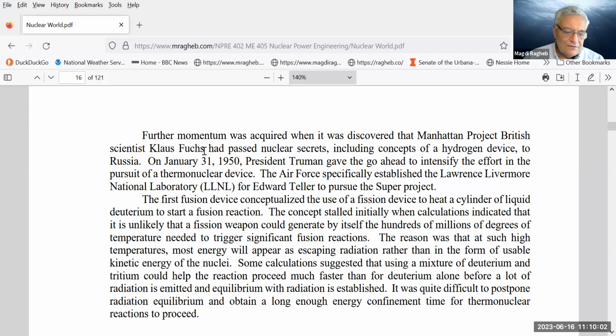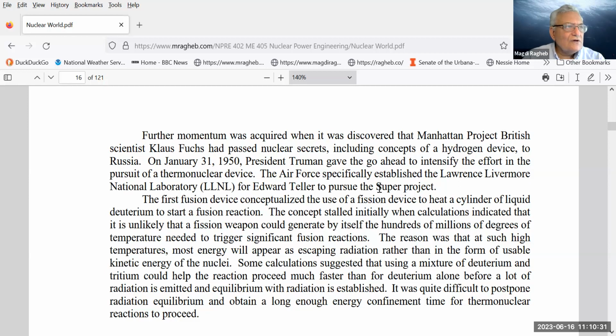And the effort of Robert Oppenheimer with Leslie Groves was at the Los Alamos National Laboratory. So Edward Teller went to the Air Force, and the Air Force helped him establish the Lawrence Livermore National Laboratory in California, just to pursue the idea of using fusion in a nuclear device, not just fission. And the code name for the project was the Super Project.